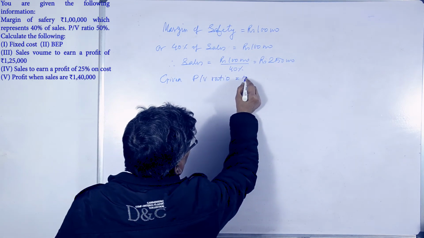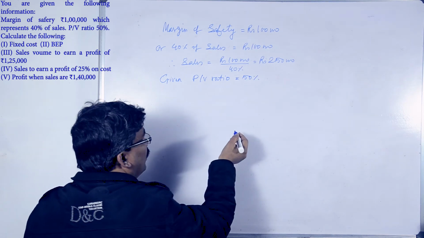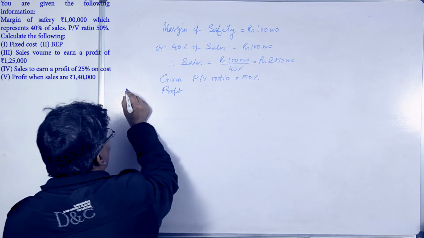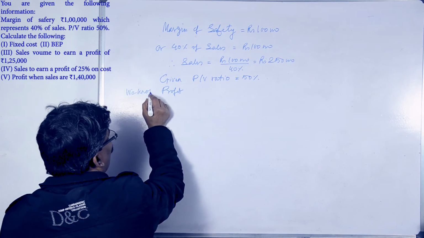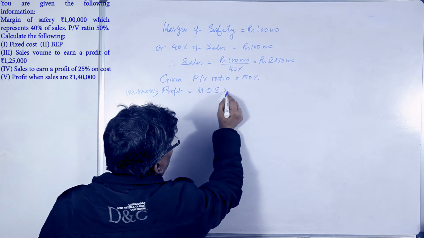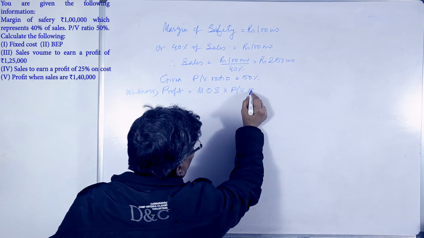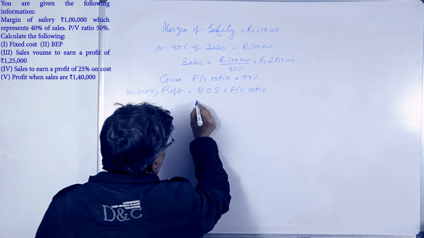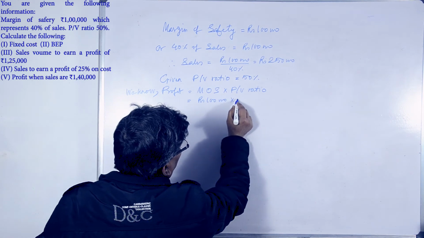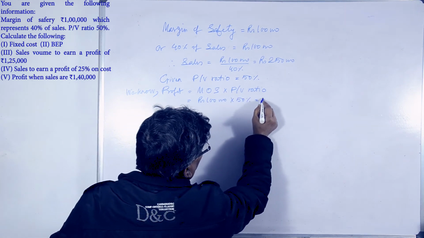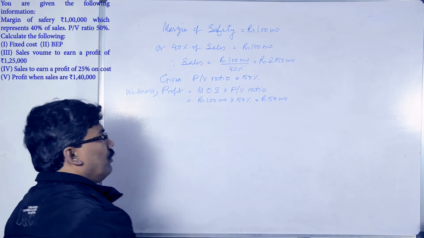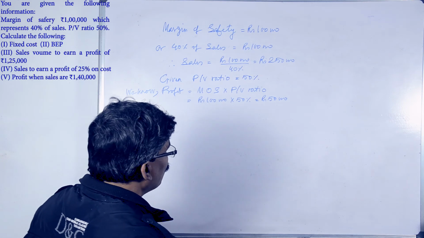PV ratio is 50%. Then we can easily calculate profit. Profit equals to, we know, profit equals to margin of safety into PV ratio. Margin of safety is given rupees 1 lakh and PV ratio is given 50%. Therefore, rupees 50,000 is the profit. If profit is known, sales are known also.